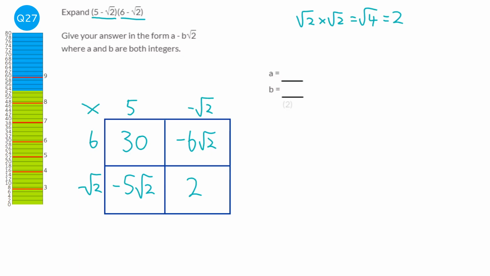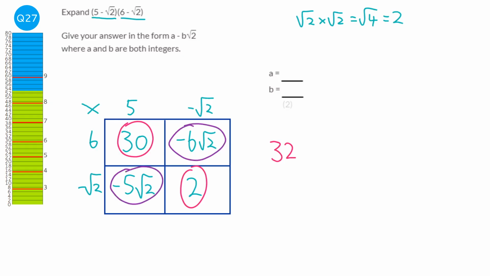Okay, so now we've got to simplify this. Well, these two add together to make 32, and these two here add together, and so that would be minus 11 root 2. So comparing it to a minus b root 2, a is going to be 32, and b is going to be, well, it's tempting to say minus 11, but there's actually a minus before the b here, so it's just going to be 11.